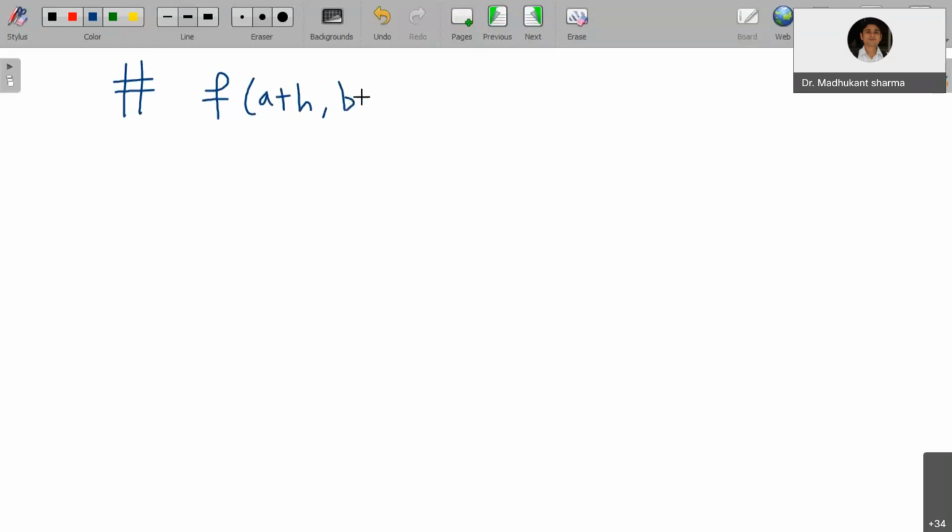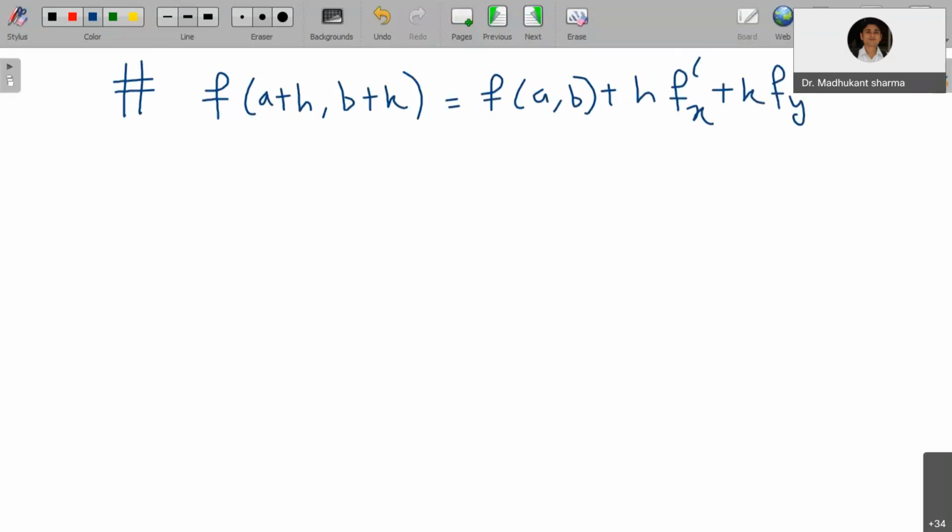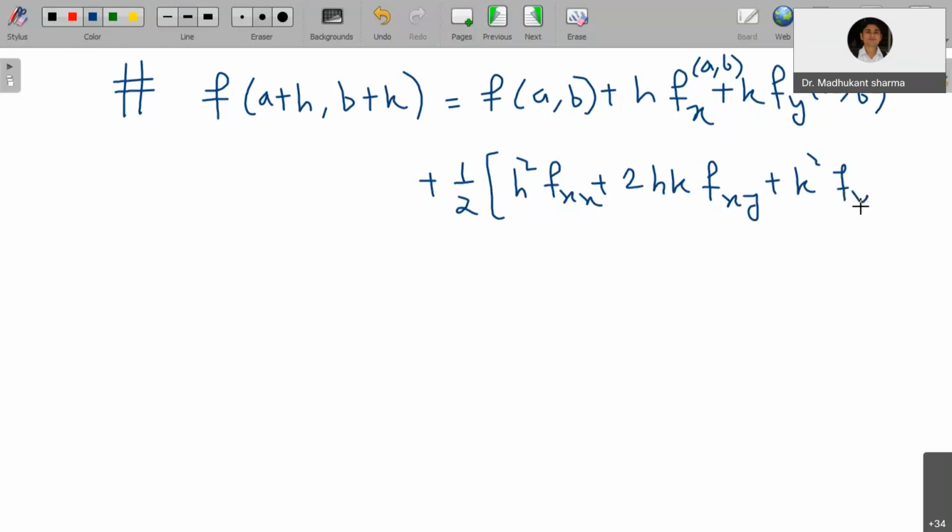f of a plus h comma b plus k is equal to f of a comma b plus h times f_x plus k times f_y at a comma b, I'm writing it once, plus 1 by 2 times h squared f_xx plus 2hk f_xy plus k squared f_yy at the point a plus ch comma b plus ck.